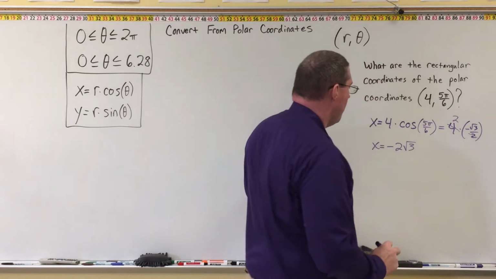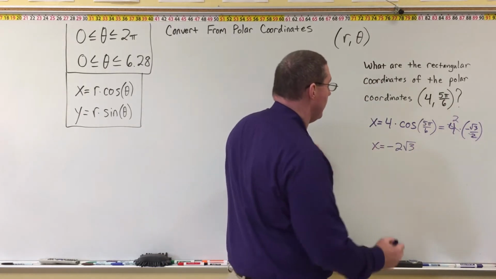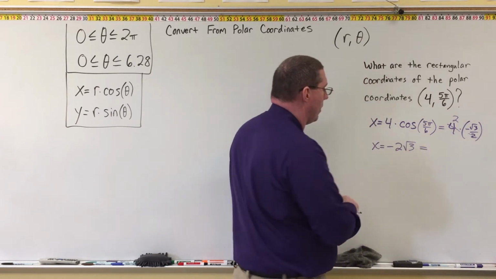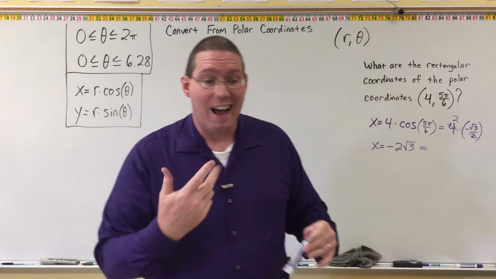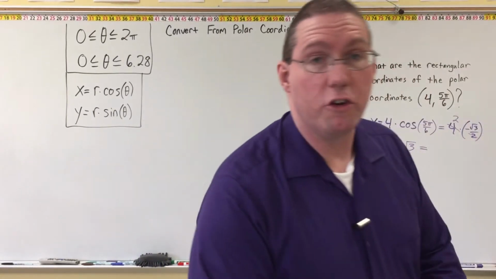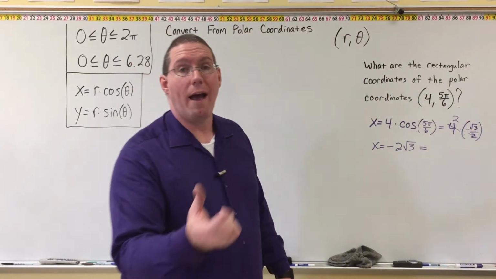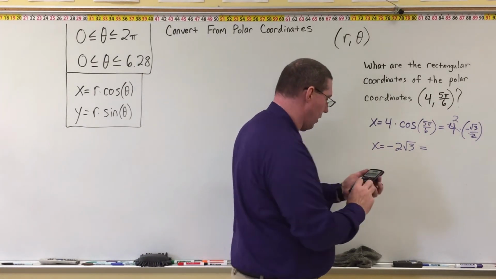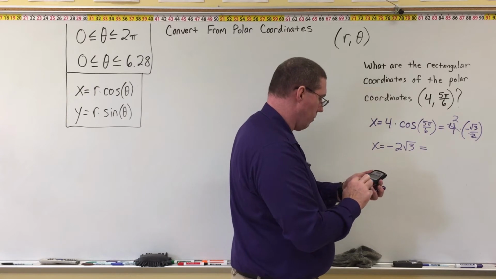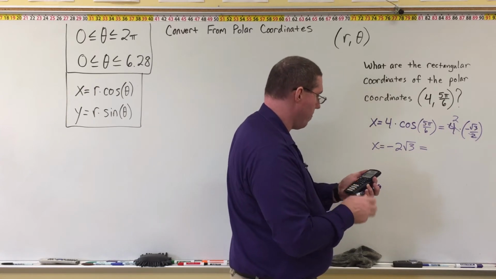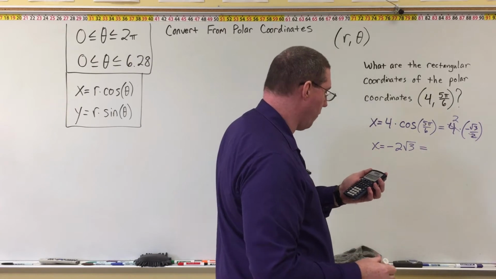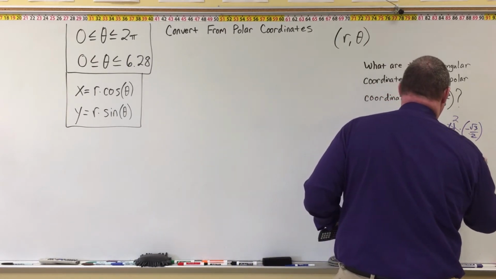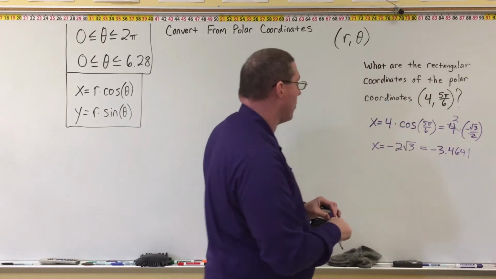But I'd also like to identify this as a decimal value. If we're writing it on paper, we can just write negative 2 square root of 3. But I know that in some of the things you have to do online for this class, you have to enter them as decimal values, okay? So all we have to do is key in negative 2 times the square root of 3, and that gives us negative 3.4641. So that is the x-coordinate.